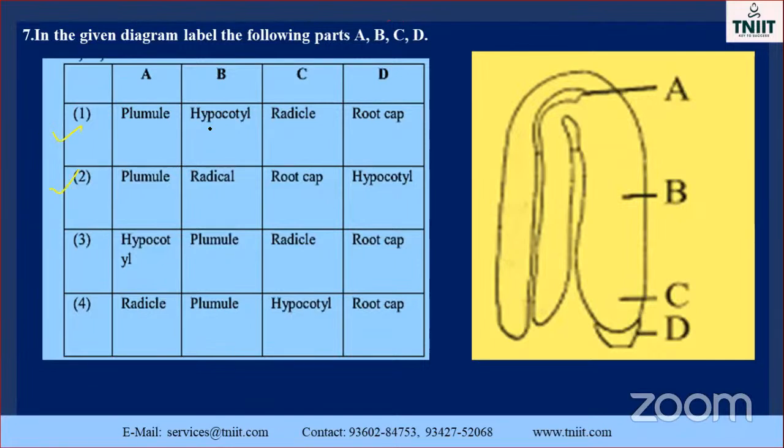The second one is B. This is the hypocotyl. Radicle means it will come down, so B is the hypocotyl. So the option is correct. What about C? C is the radicle, and D is the root cap. So the first option is the correct answer. Don't forget, my dear student, this is also an important question from the NEET point of view, NEET 2023. Diagram oriented. Okay.